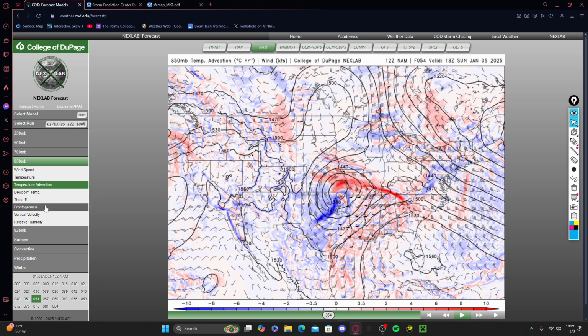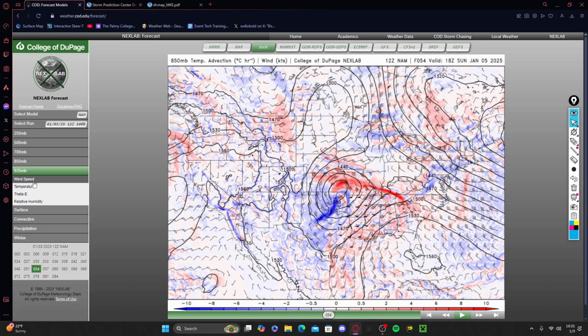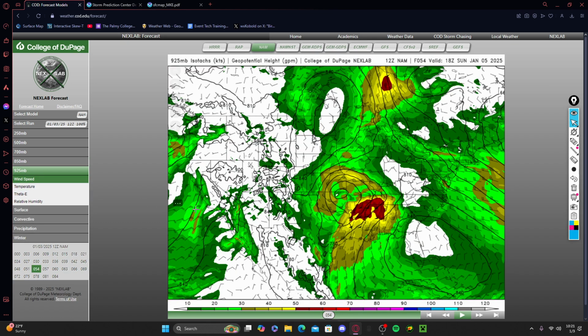Other models I don't tend to use very often. I also don't tend to look at 925 millibars, just because it's very similar to 850 millibars and would be kind of redundant. But it is useful as well, and any of these things are going to be useful for forecasters. But each forecaster has their own models they like to use, and I personally don't tend to look at 925 or the 250 very often.